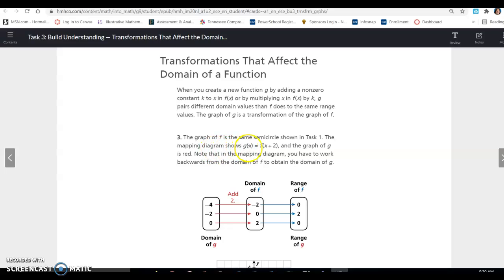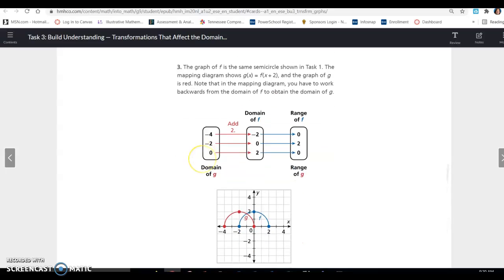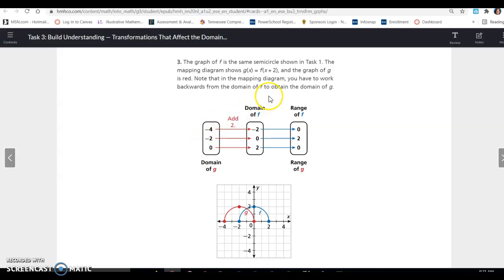The mapping diagram shows g of x equals f of x plus 2, and the graph of g is in red. Note that in the mapping diagram, you have to work backwards from the domain of f to obtain the domain of g. So now we're looking at f of x plus 2. This time we're affecting the domain instead of the range.